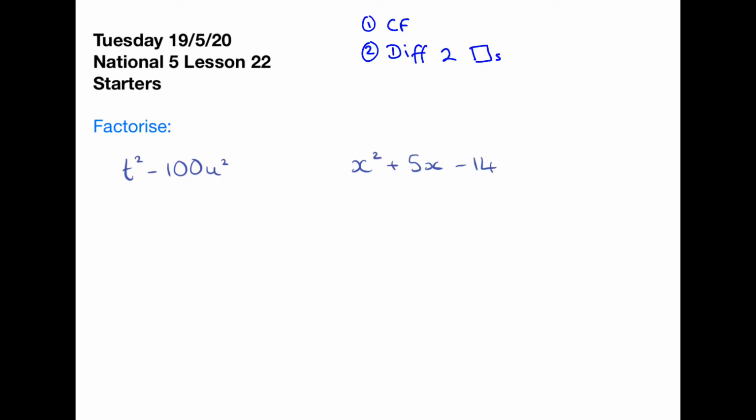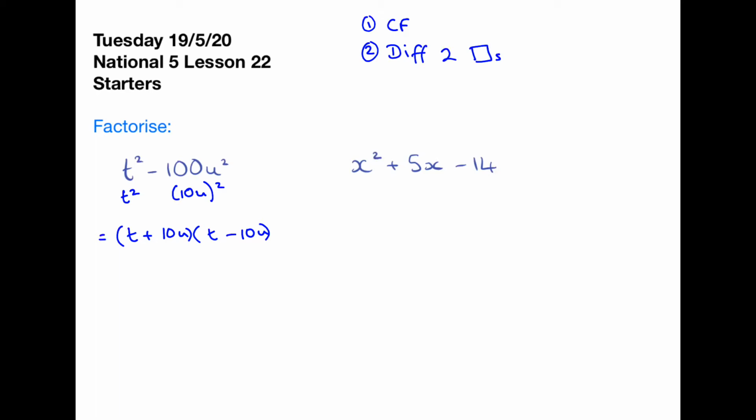So looking at this, that is a squared thing, because that's t squared. This 100u squared is 10u squared. So this is a difference of two squares. So that goes into two brackets with t at the beginning of the brackets, 10u at the end, and a plus and a minus. Okay, so that's that one done.